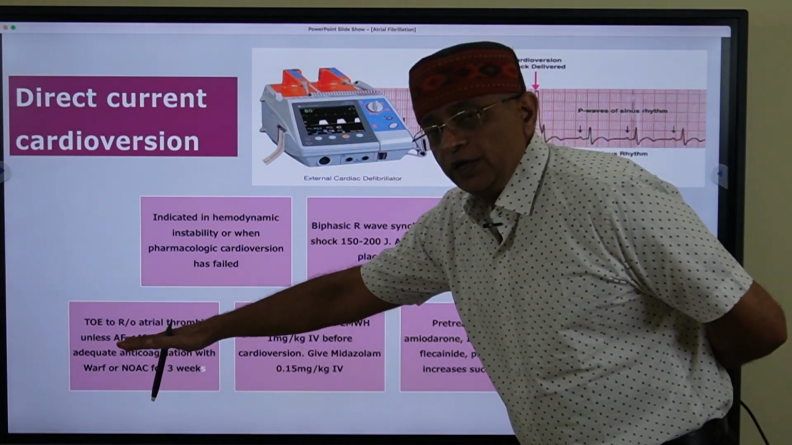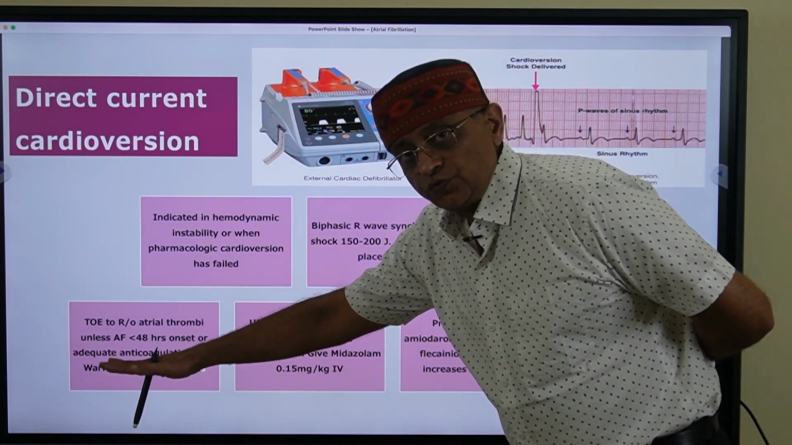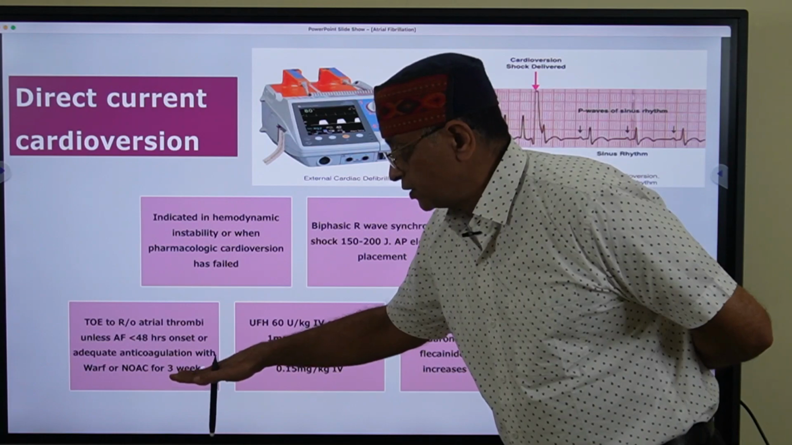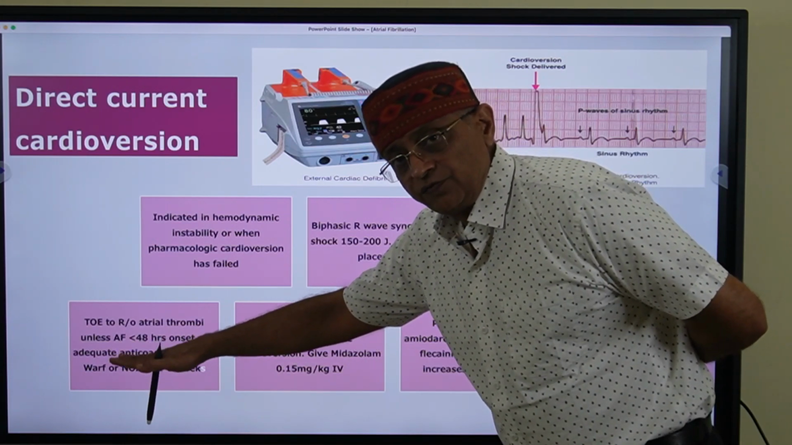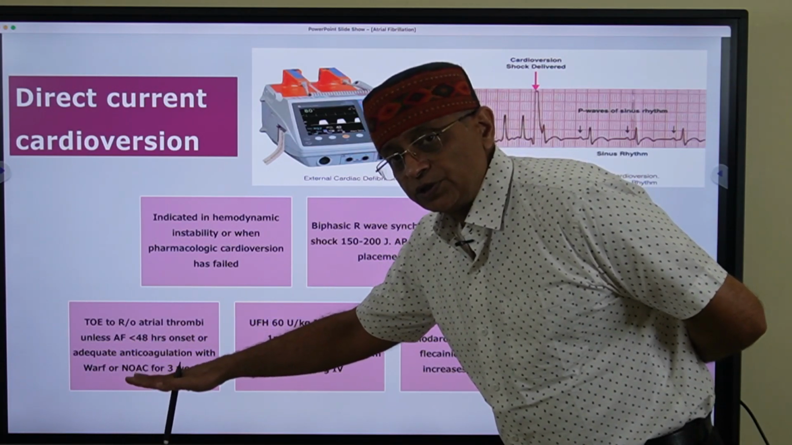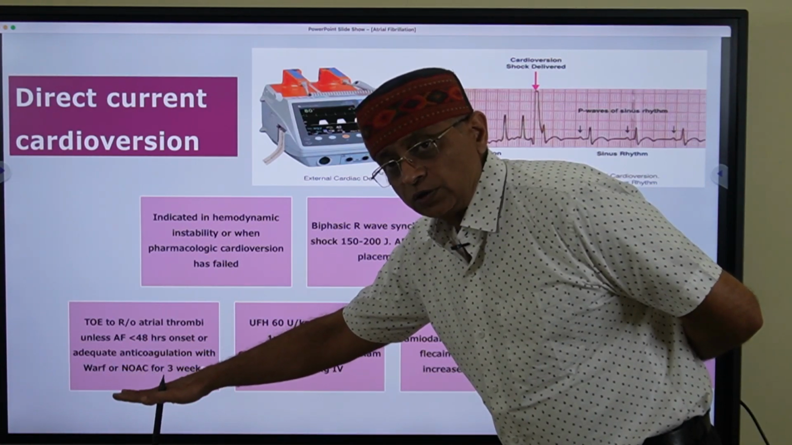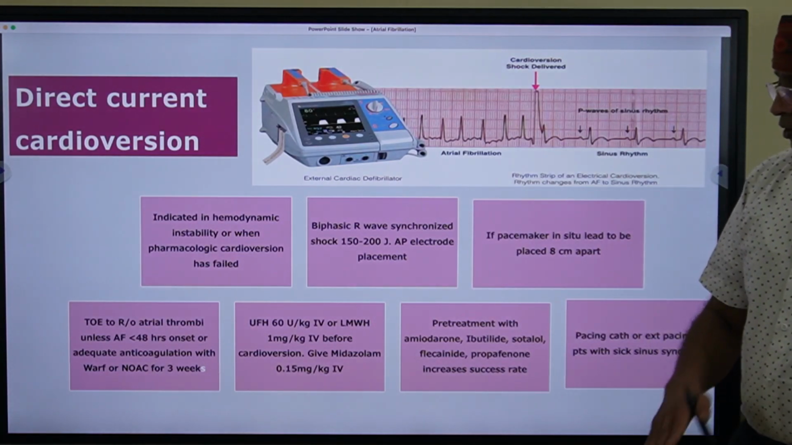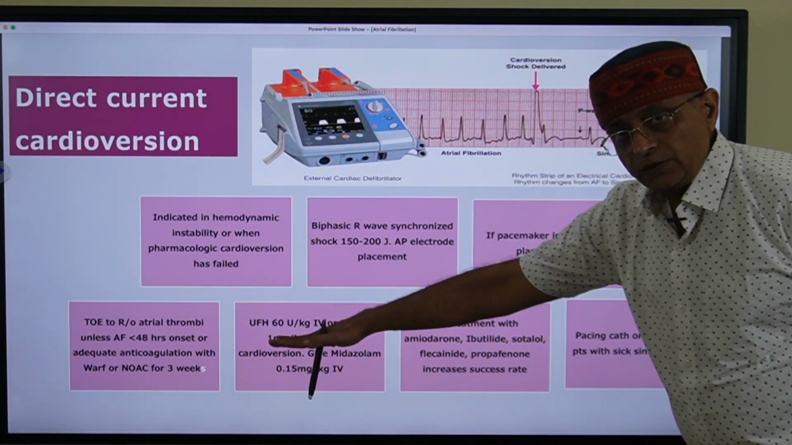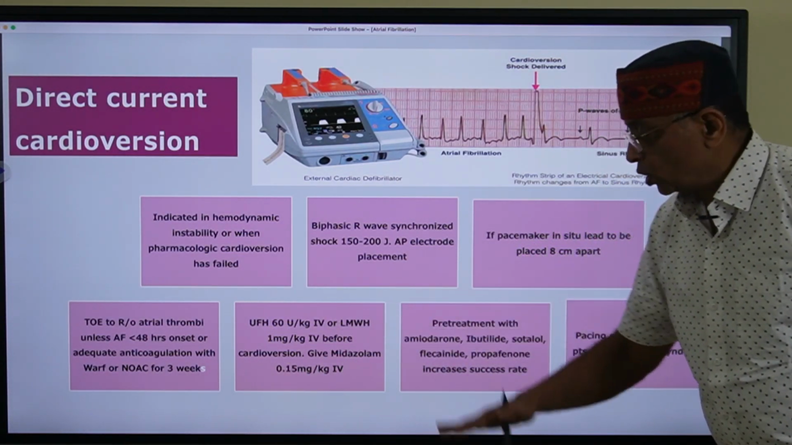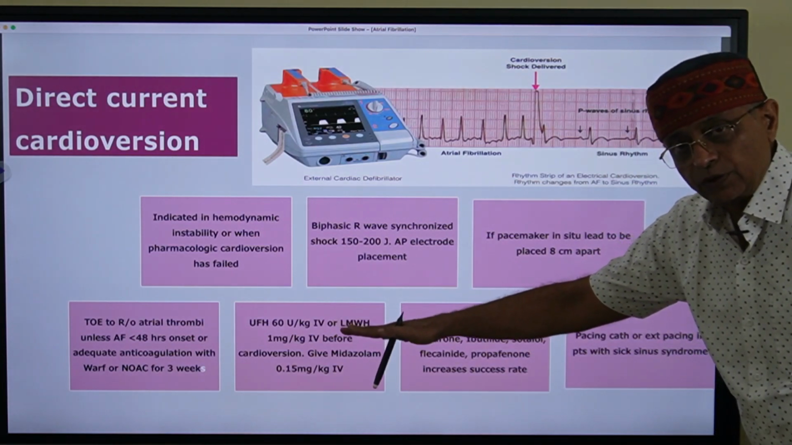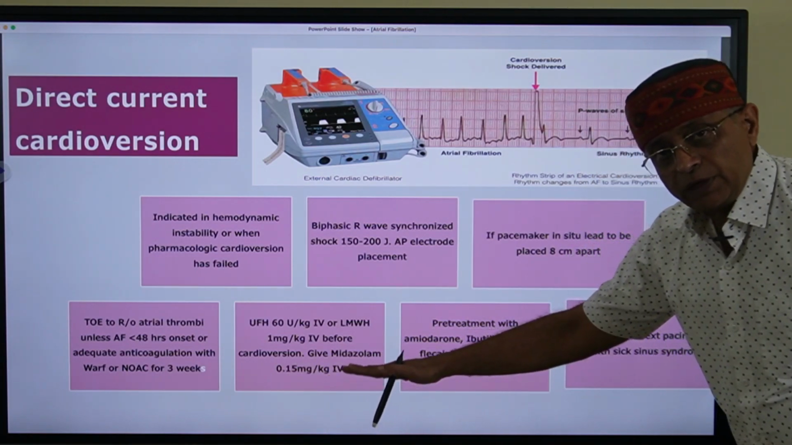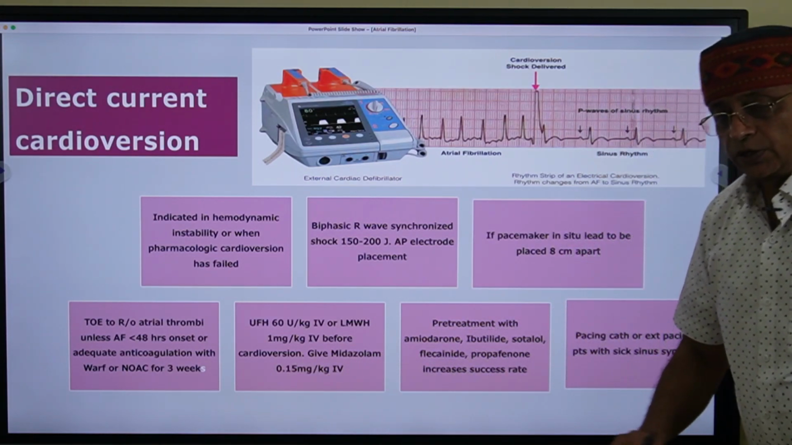It is better if you have a facility for transesophageal echocardiography to rule out atrial thrombus, unless the patient has less than 48 hours of AF duration, or the patient is already on anticoagulant for the last 3 weeks. Before giving a shock, give unfractionated heparin 60 units per kg or low molecular weight heparin 1 milligram per kilogram, and also sedate the patient giving midazolam 0.15 milligram per kg.